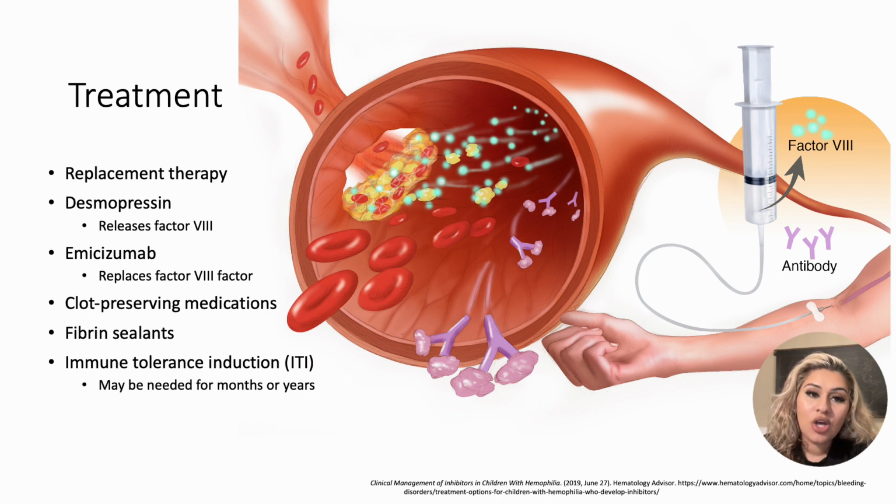Clot-preserving medications, also known as antifibrinolytics, help prevent clots from breaking down. Fibrin sealants can be applied directly to wound sites to promote clotting and healing. Some people who receive these therapies develop antibodies called inhibitors, which attack the clotting factors that control bleeding. Immune tolerance induction brings down those inhibitor levels, but may be needed for months or even years.